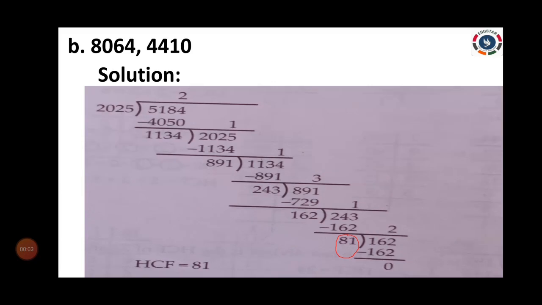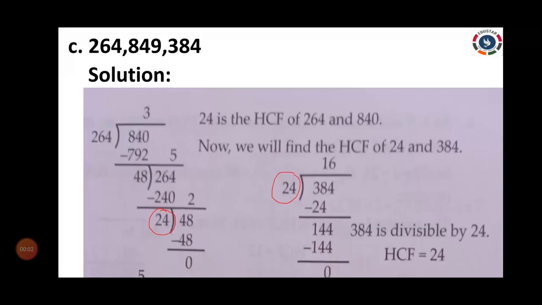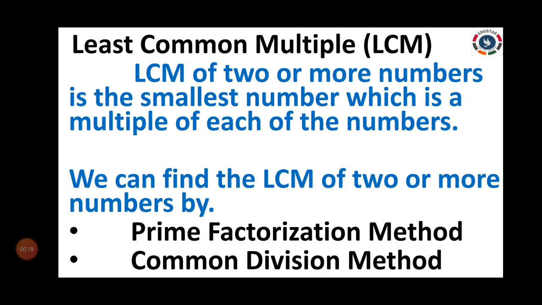B, 8064, 4410. While dividing using the common division method, the last divisor is the HCF. Here, the HCF of 8064 and 4410 is equal to 81. C, 264, 849 and 384. Write down the solution. We finally get the HCF of 264, 849 and 384 is equal to 24.